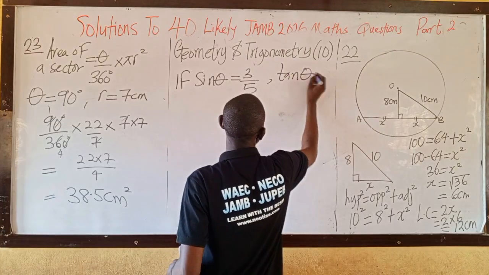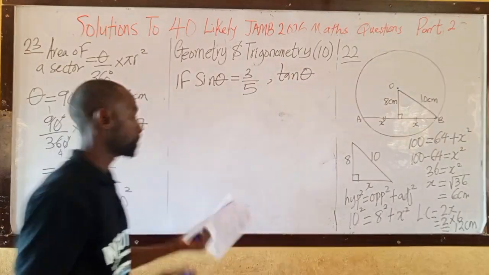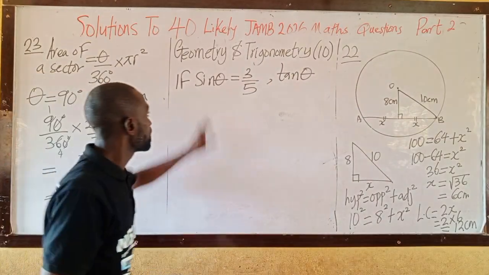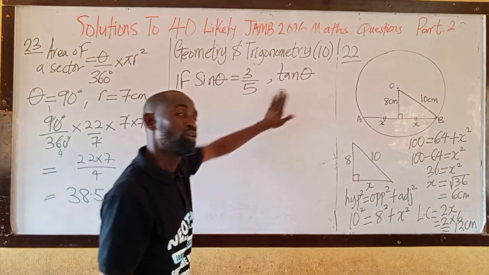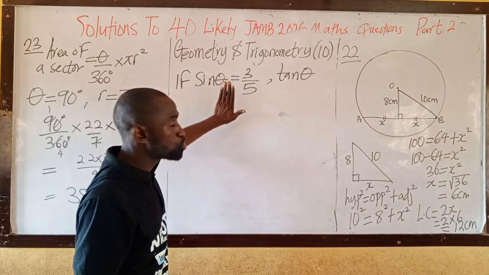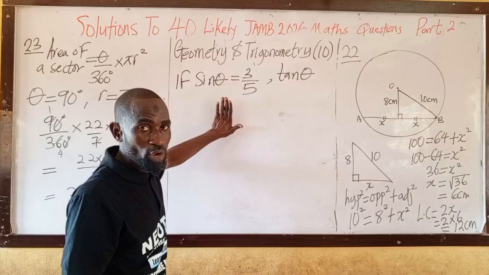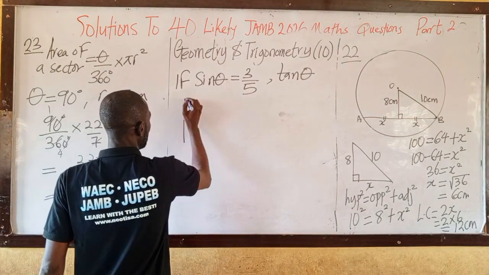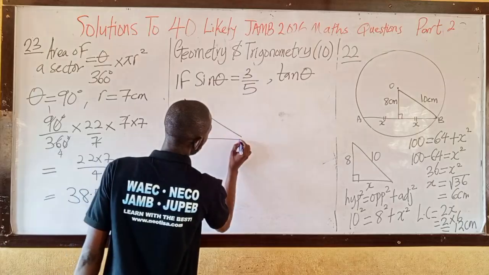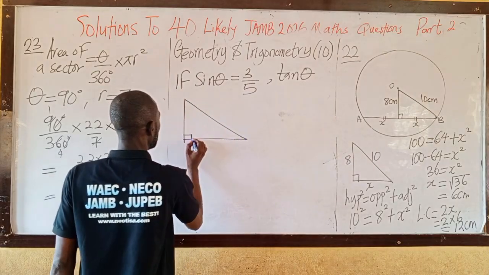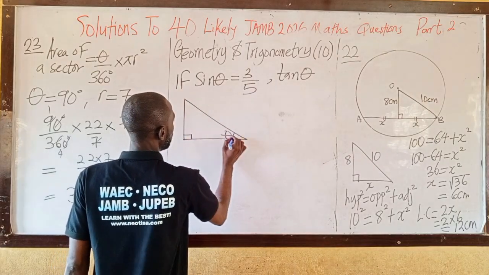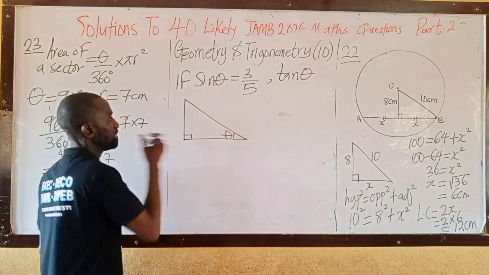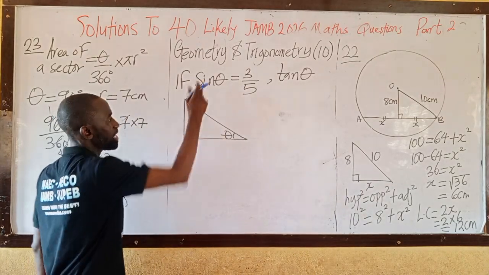Anytime you see a question like this that involves trig ratios, sin, tan, cos, we are going to draw a right angle triangle for this. So here we have this as a right angle triangle. This is theta, and this is 90 degrees. Now, what is sine?